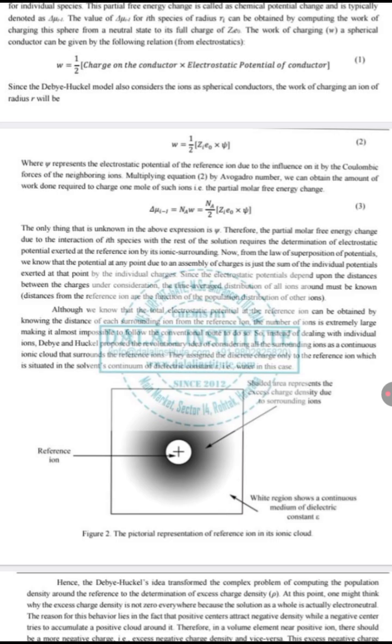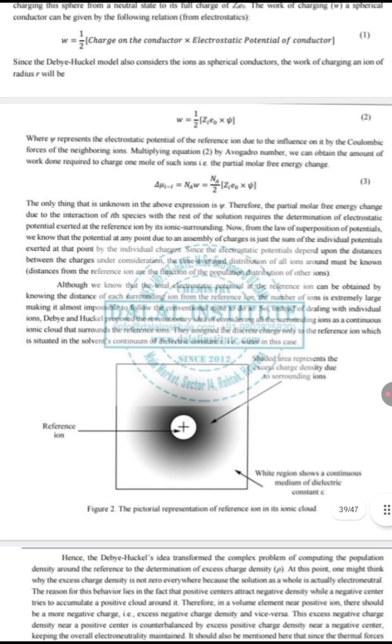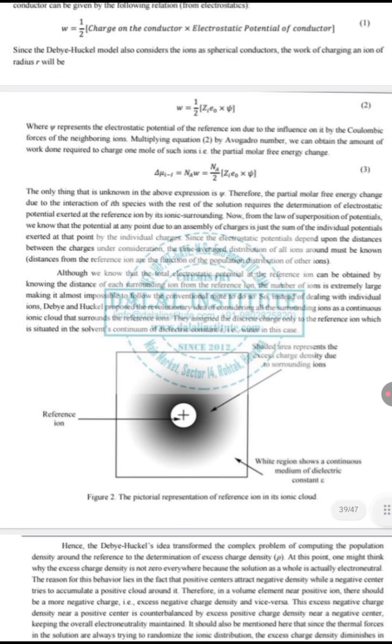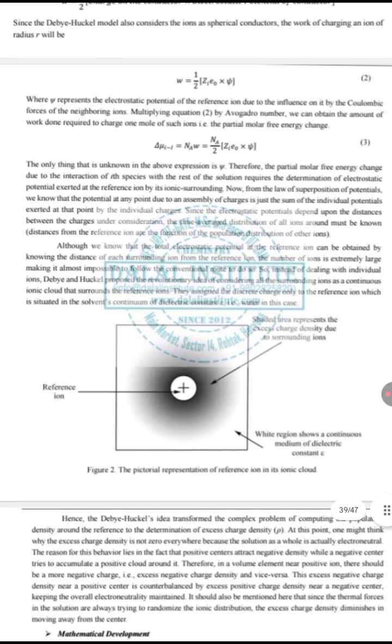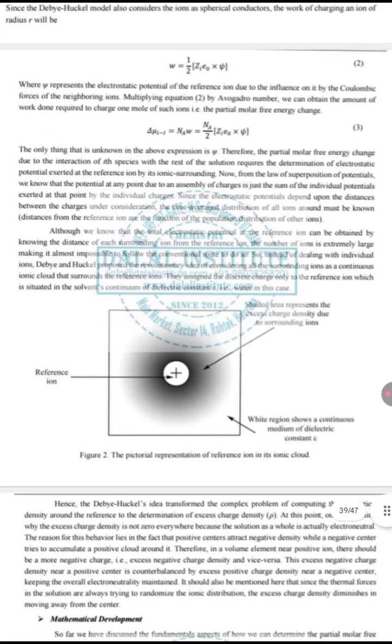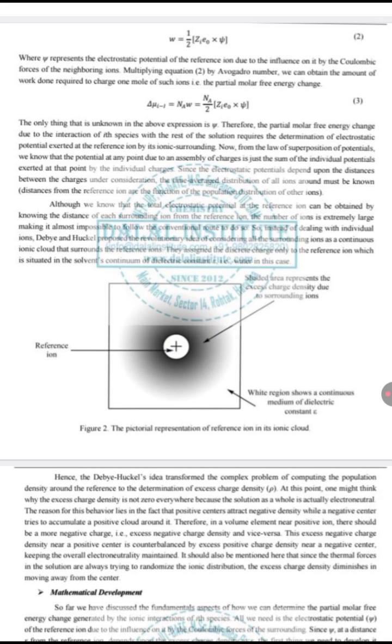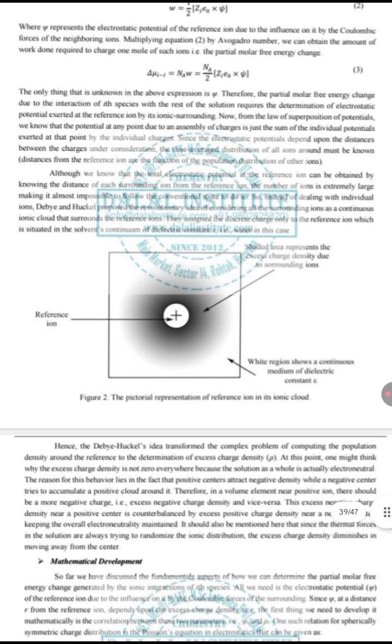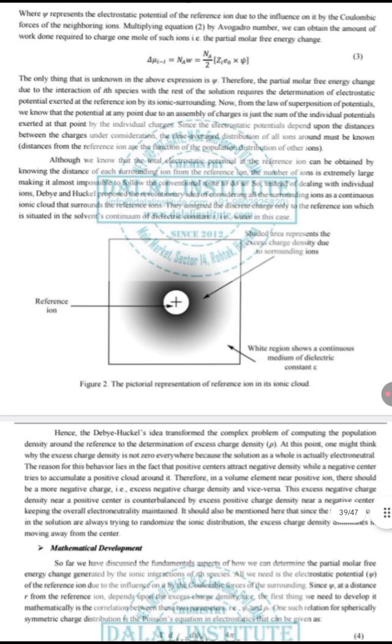The work of charging W of a spherical conductor can be given by the following relation from electrostatics: W equals 1/2 times the charge on the conductor times the electrostatic potential of the conductor, equation 1. Since the Debye-Hückel model also considers the ions as spherical conductors, the work of charging an ion of radius R will be W equals 1/2 Zi e0 psi, equation 2, where psi represents the electrostatic potential of the reference ion due to the influence on it by the Coulombic forces of the neighboring ions.